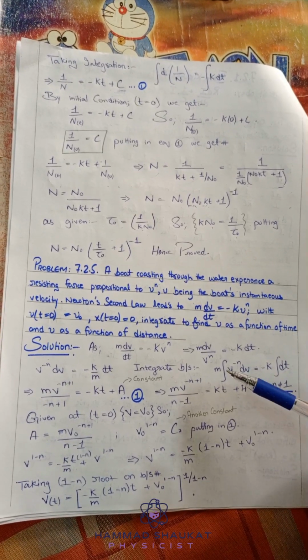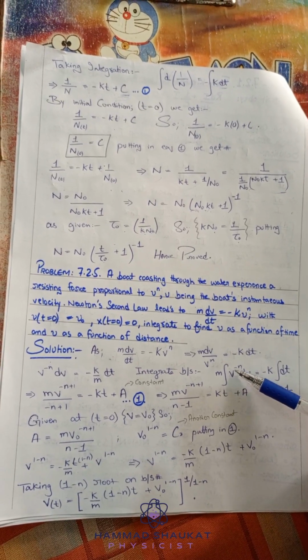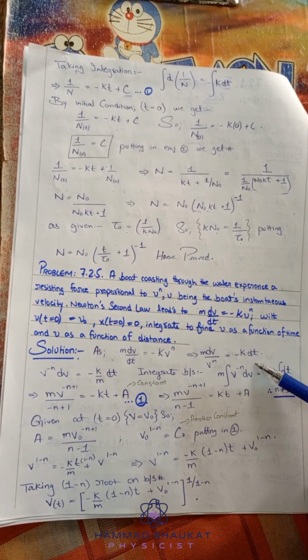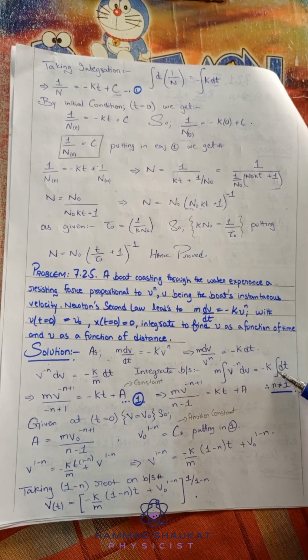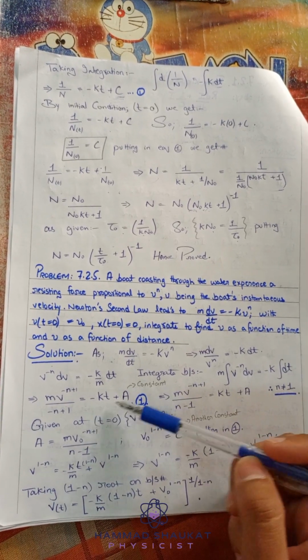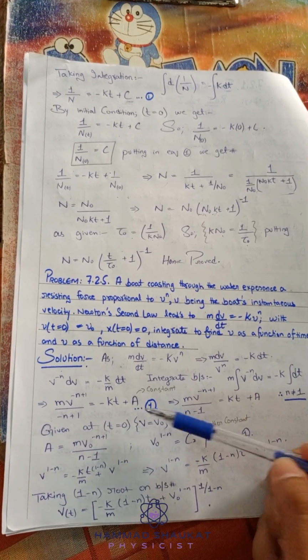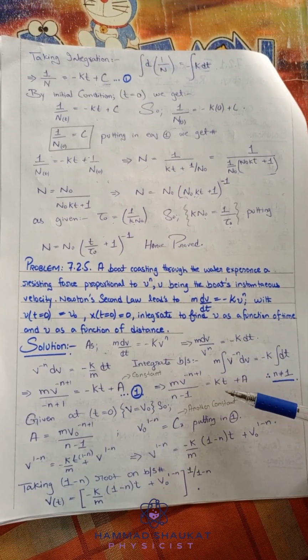Okay, after calculating the integration, what is the integration of v^(-n)? It is v^(-n+1) divided by (-n+1). So you see here. And what is the integration of dt? It's t, so minus k t. And what is a? A is the constant of integration. So after resolving your complete procedure, you will get this relation.